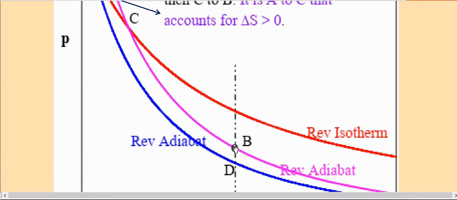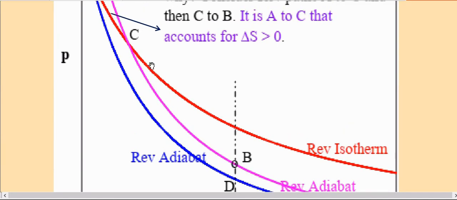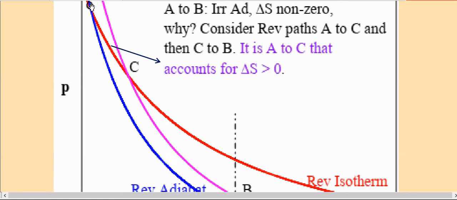So from this intersection point, you draw an adiabatic curve. And simultaneously from A, you draw a reversible isothermal curve. They will meet at point C. So the idea is that you go from A to C via a reversible isotherm, for which the entropy change is positive, it increases, and then from C to this point B, you follow a reversible adiabat. So these are our constructs. These were not there in the problem. The problem was that you go from A irreversibly to a point B.